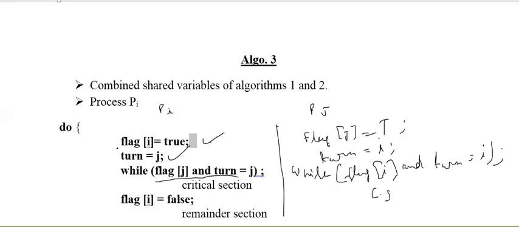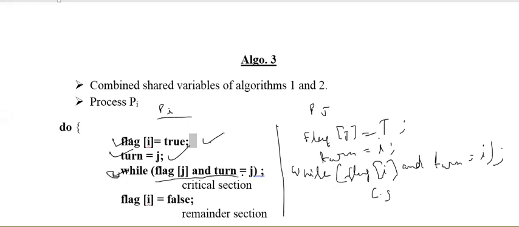Now here, suppose PI comes. At the time of entering, PI says that I am pretty much interested to enter, but I am going to give turn to J. Now suppose J has not yet arrived. So what will happen? It will move to the third line. It says that flag J and turn I, if both are true, then only I am going to wait, otherwise I am going to enter.